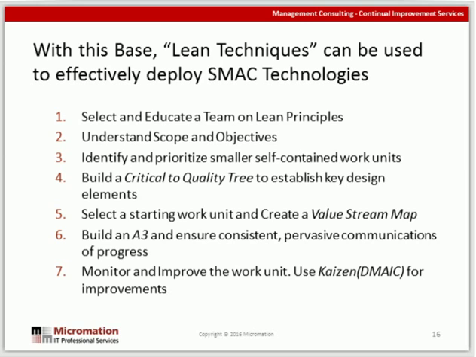And then we'll start breaking things down into those smaller self-contained work units that I referenced earlier. And we'll do that by building and filling out something called a critical to quality tree. We'll look at a value stream map. We'll build an A3, which is a way of pulling all the pieces together. And then we'll look at how, in the final step 7, we use something called Kaizen to generate that continuous improvement that we're looking for.